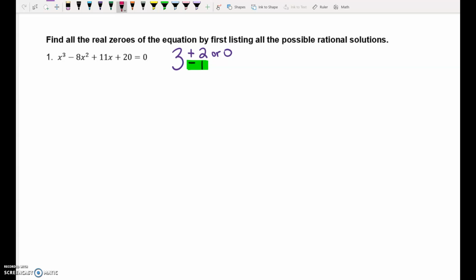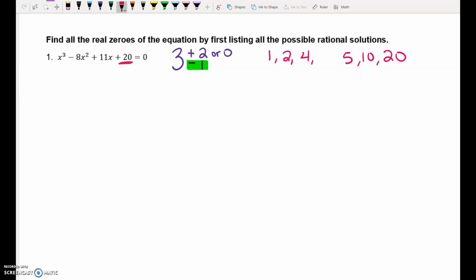The possible solutions come from the last number, from that 20. How can we multiply to get 20? We got 1 times 20, and I space them out so I can write them in order. We've got 2 times 10. 4 times 5. I made too much space, but that's okay. Now we're talking about positive or negative 1, positive or negative 2. So there's actually 12 suspects here. There's 12 numbers that could potentially be solutions. 3 of them are going to be the solutions. We have to find the 3 that work out of the 12.